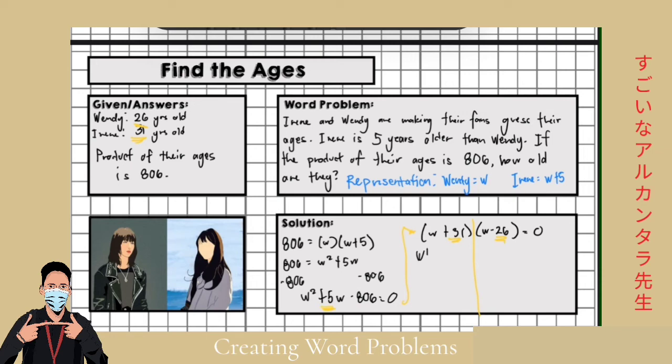To continue, W plus 31 is equal to 0. W minus 26 is equal to 0. So you subtract 31 from both sides. You'll get W is equal to negative 31. Add 26 to both sides. You'll get W is equal to 26. Therefore, Wendy is indeed 26. Irene is 26 plus 5. That is 31. So that's it. We're done with an age word problem.